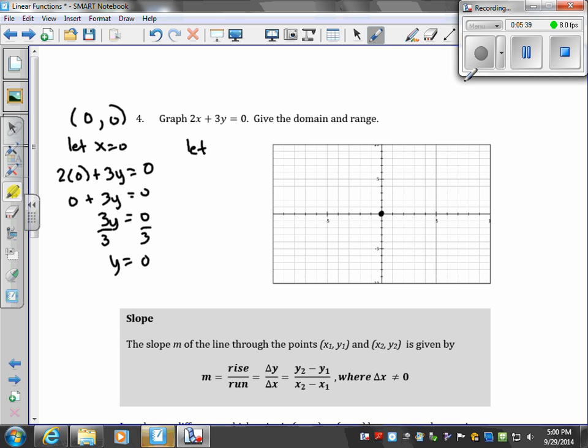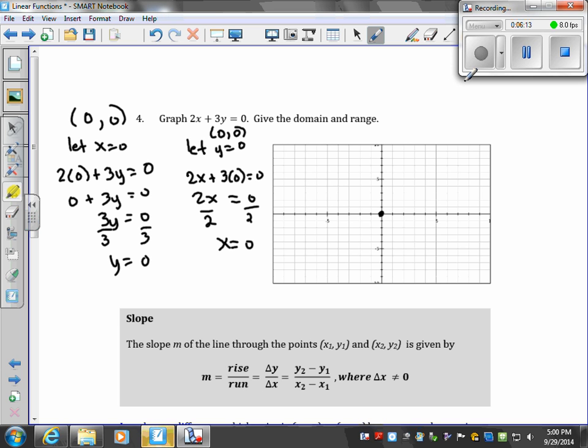To find the x-intercept, we're going to let y equal 0. So we have 2x plus 3 times 0, 2x plus 0, 3 times 0 is 0, and then now we just divide both sides by 2, and we get x equals 0. For this one, we got the same exact point. So in this case, our graph goes to the origin because the x-intercept is (0, 0), and the y-intercept is (0, 0). So we just need one other point to be able to make this graph.